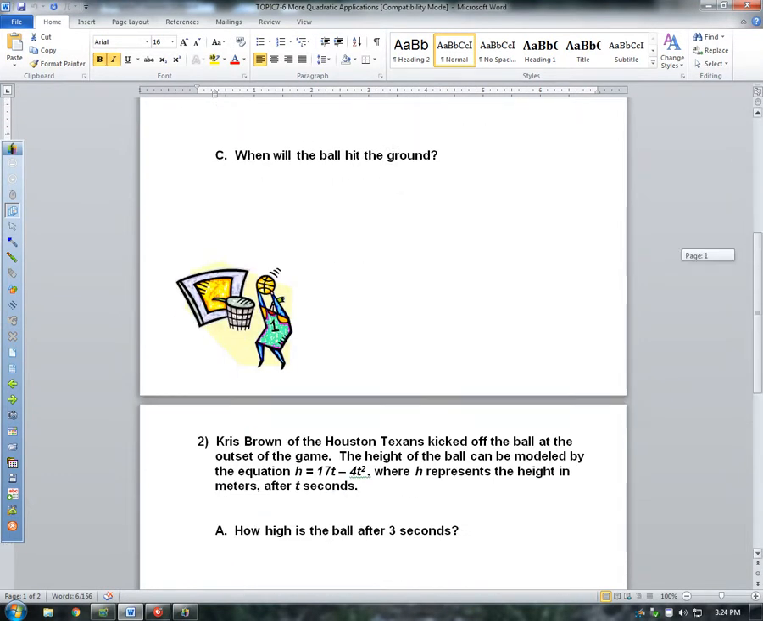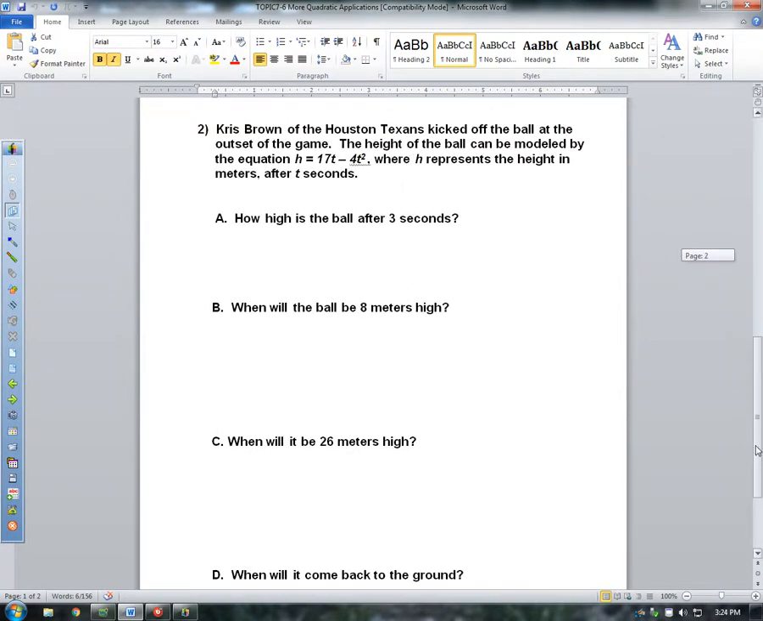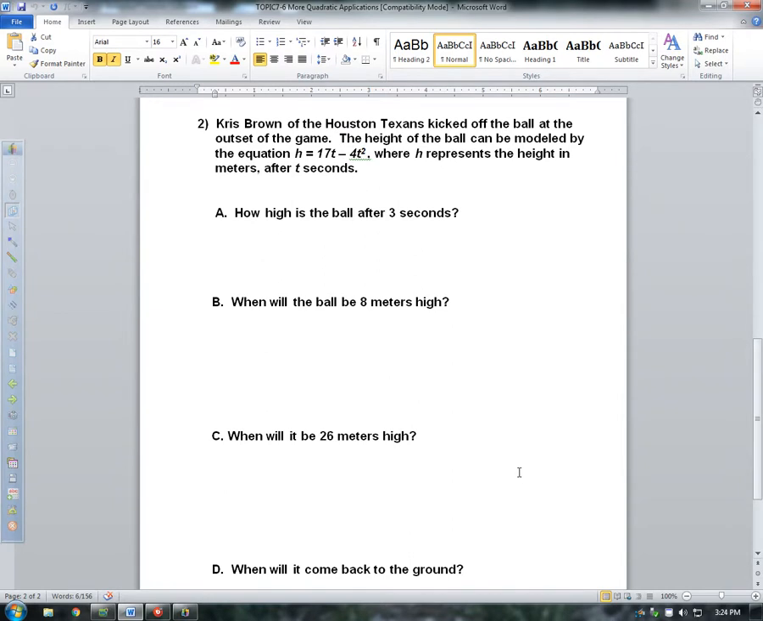And we will be working with some of these in class tomorrow. Alright, Chris Brown of the Houston Texans kicked off the ball at the onset of the game. The height of the ball can be modeled by our equation, so that's important, where h represents the height in meters and t after seconds.